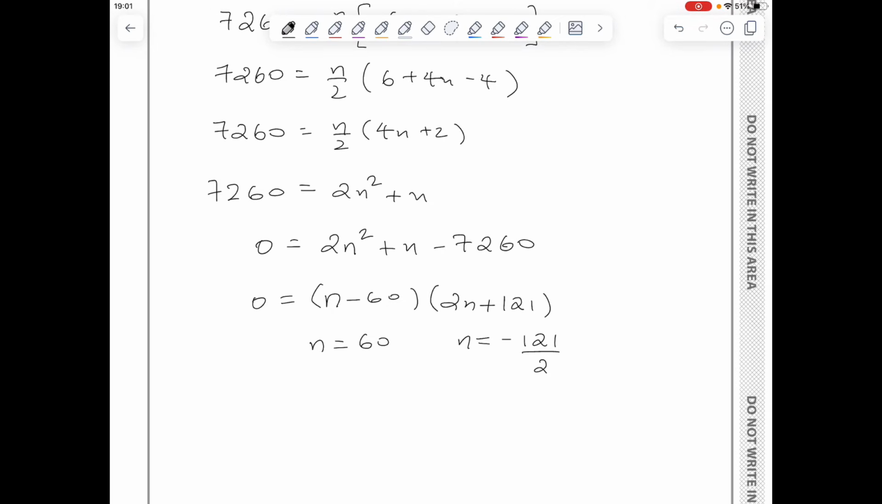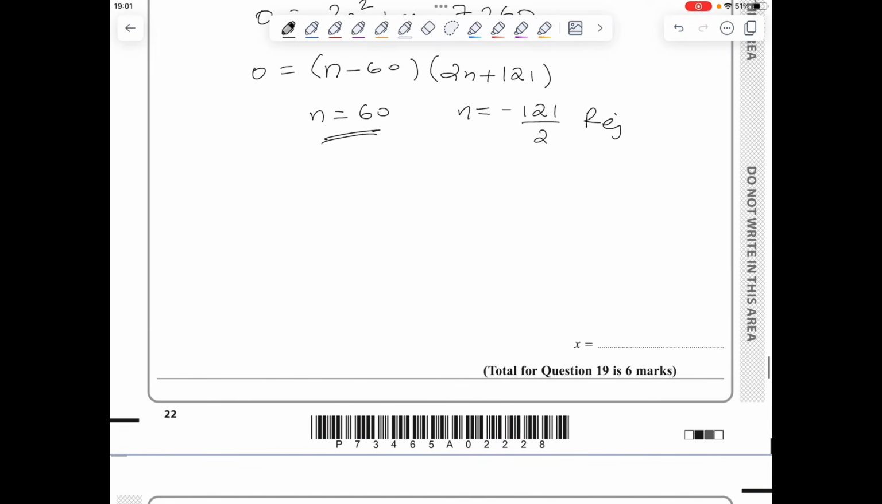Now, n must be a positive integer, so I'm going to reject the second value, which means that the last position is 60. Therefore, I have 60 terms. So now I'm going to use the formula for the nth term to find the number at position 60, which is the last one. This is the formula. So let's plug in the values. 3 plus 60 minus 1 times 4. Put this on the calculator. 239 is the last term.